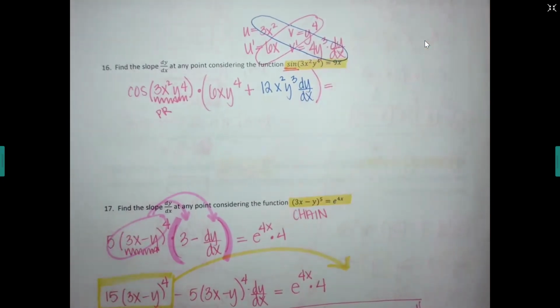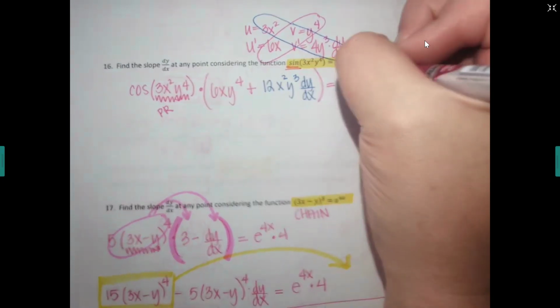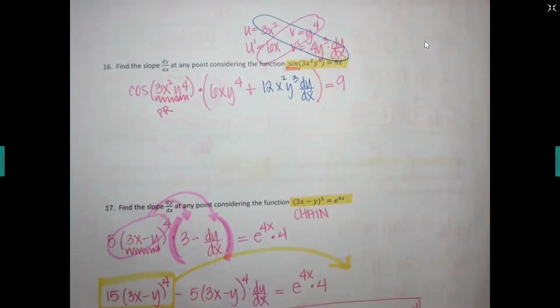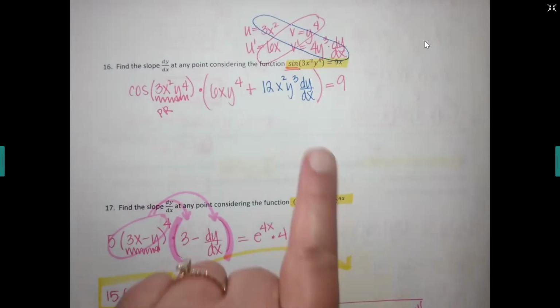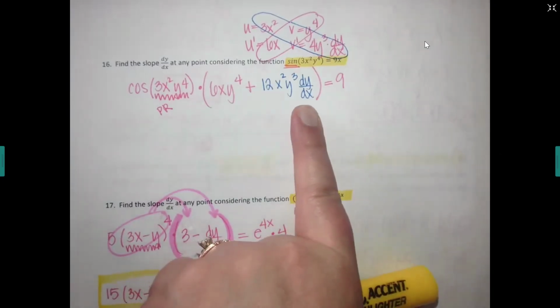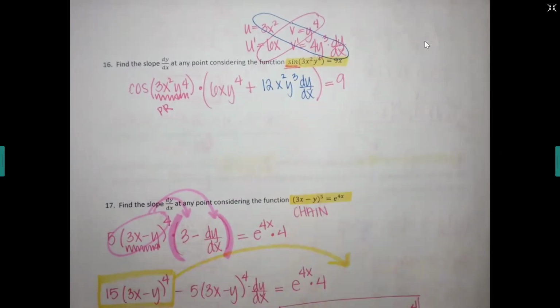Okay. Then from there, it's equal to 9x. The derivative of 9x is just 9. Okay, and then we see why this is classified as a level 3. I want my dy dx by itself, but I see that it's kind of tangled up in this parentheses situation. So we're going to do exactly what we did last time.